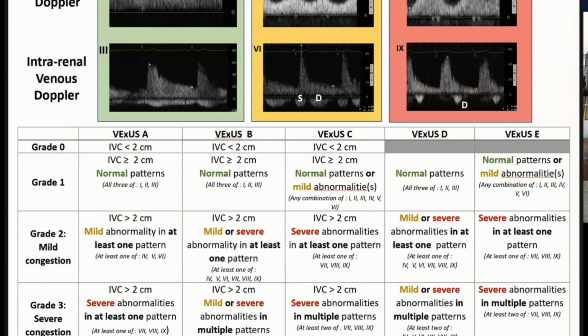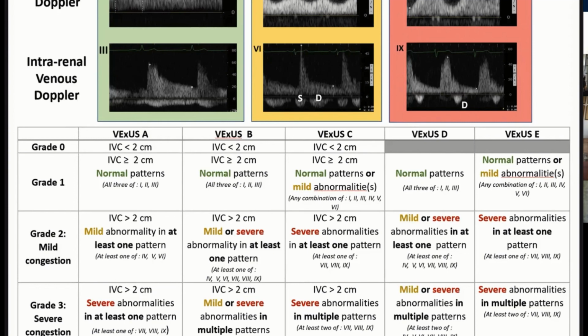I don't actually use the Vexus score as it is. This score was set out to validate or predict the presence of acute kidney injury, but it doesn't necessarily correlate with the actual physiology of the patient and the actual degree of congestion. Like I showed you, I can have a completely normal hepatic vein and a very positive portal vein, so I would call that a severe venous congestion. So I usually report the individual findings more than the score.